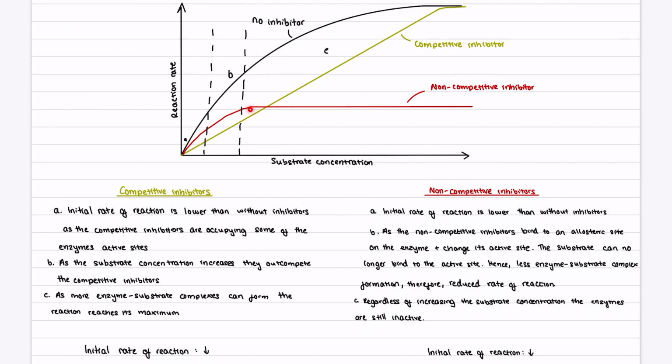The enzymes that are still able to work will continue to form enzyme substrate complexes and continue at the rate of reaction. Overall, the end amount of product formed would be less than without inhibitors.